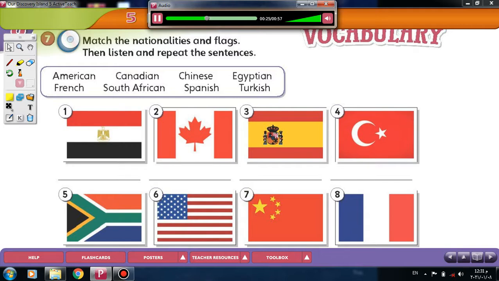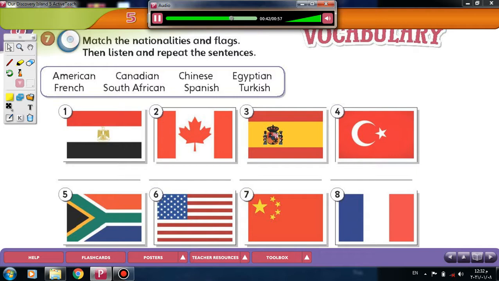3, It's the Spanish flag. Please write Spanish. 4, It's the Turkish flag. Turkish. 4, write Turkish. 5, It's the South African flag. South African. 5, South African.